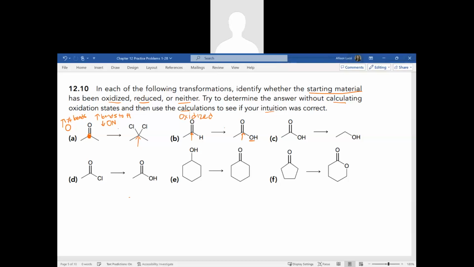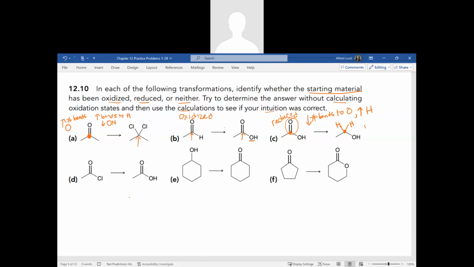In our third compound, what do we see? We see a change here. So in this scenario, the carbon has lost 2 bonds to oxygen. This carbonyl is no longer there. So since we decreased the number of bonds to oxygen, right now we have more bonds to hydrogens here. So by the same token, we've increased hydrogen bonds. This starting material would have been reduced by our prediction.